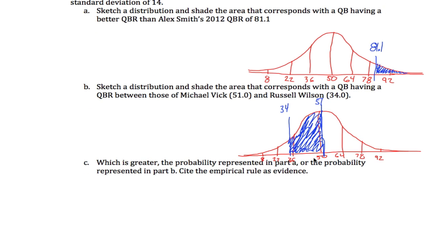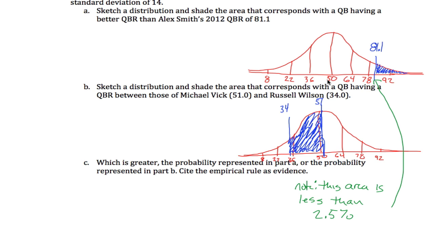Which is greater, this or this? Well, it might help to have the empirical rule. I mean, you might be able to just look at the picture and see this looks less, this looks more. But one way to do it is to say, maybe I'll switch colors here. I've already used that color. I could say this area, maybe note, this area is less than 2.5%.